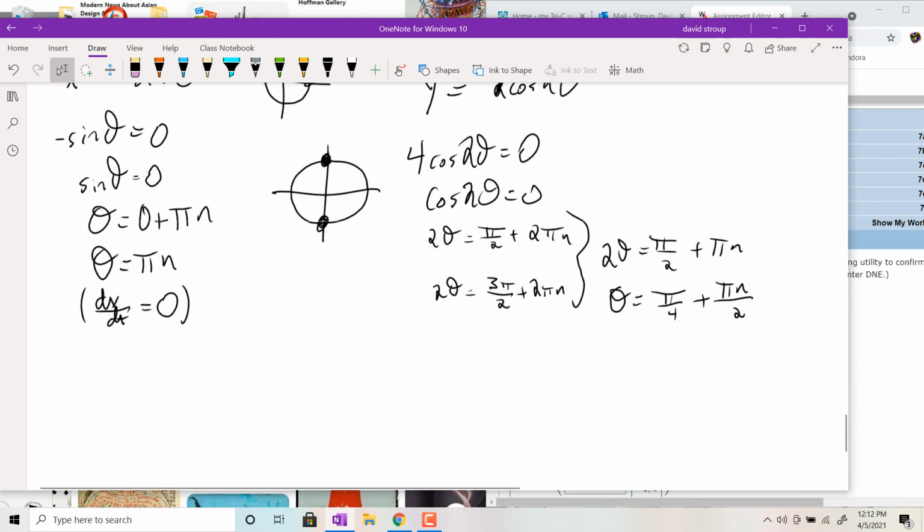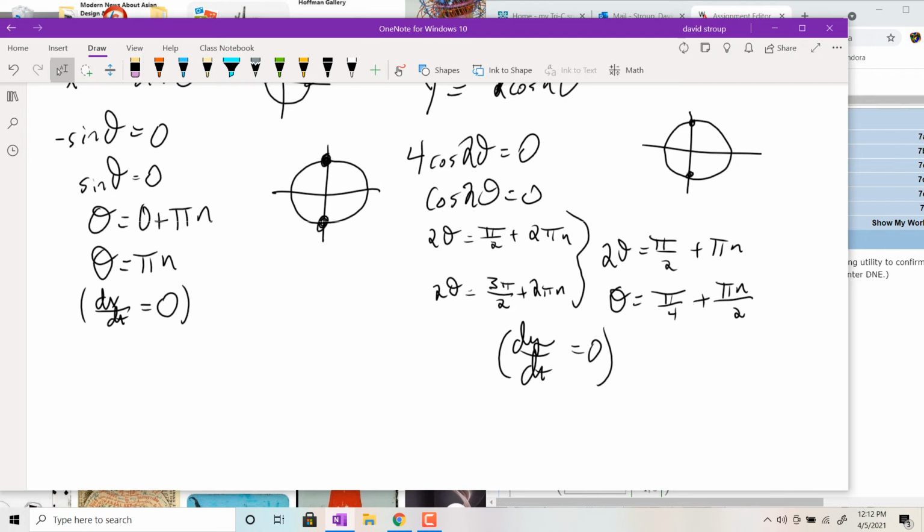Okay. So this is potentially then where the dy over dt is equal to 0. We want to make sure that's not happening on the y-axis. Those will be the places where they're simultaneously equal to 0, and that's kind of an issue for us. Okay, so where are these guys?